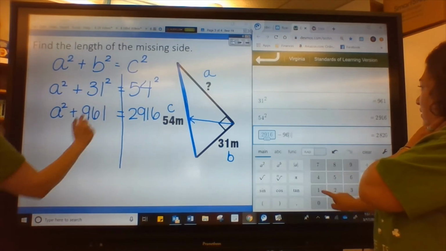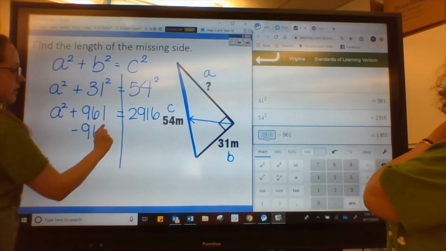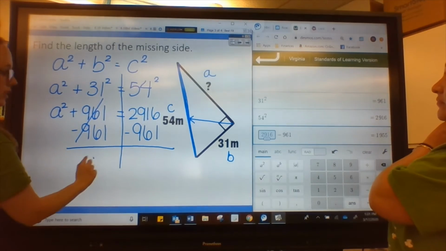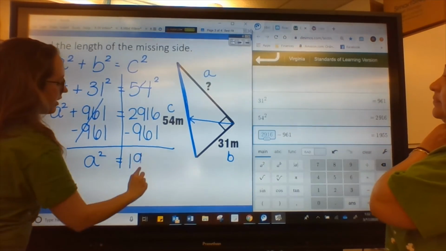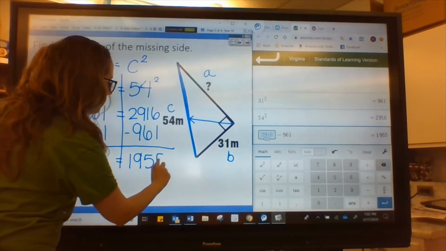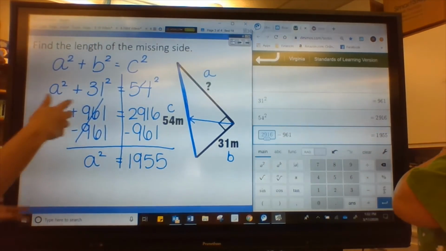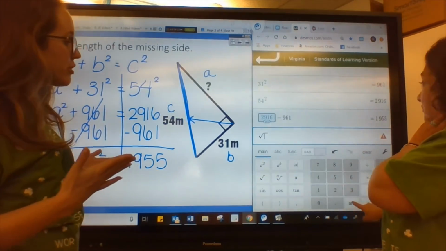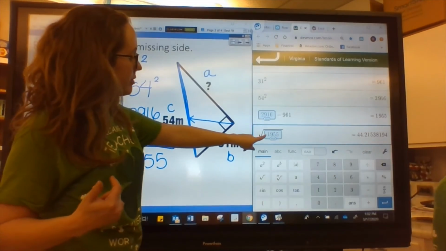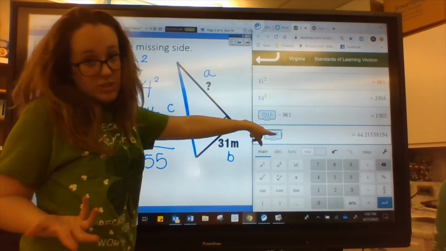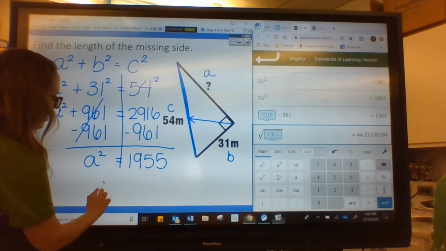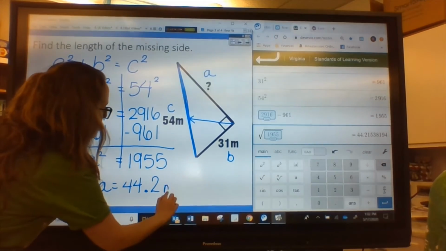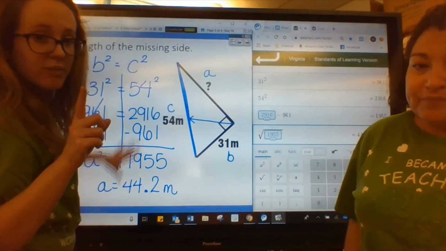To move this plus 961, I'm going to subtract 961, and you get 1955. And then we have one more step. Remember, Miss Benson told you all about her trip to the mall to ask the man where she could find a plain Vans shirt, because that's what we're doing. We're doing the square root of the answer, which looks just like the Van symbol, and then there it is. a is 44.2 meters.